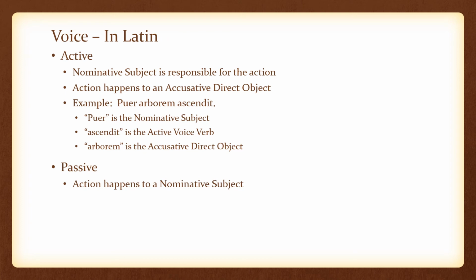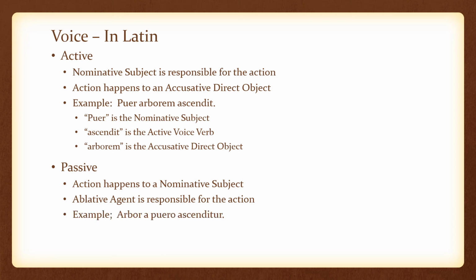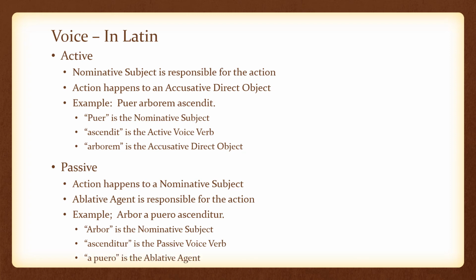In passive voice, the action happens to a nominative subject, and an ablative agent is responsible for the action. For example, arbor a puero ascenditur. Arbor is the nominative subject, ascenditur is the passive voice verb, and a puero is the ablative agent. This is again the same sentence that we had on the previous slide. The tree is being climbed by the boy.